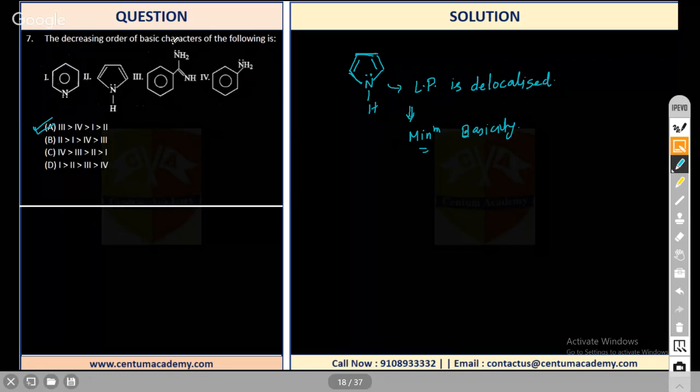Third one is maximum. See why this third one is maximum: because both these nitrogens can donate lone pair of electron. Yeah, that's what I'm discussing. Both these nitrogen atoms can donate lone pair of electron. If you compare, this lone pair is involved in resonance with this ring, right? And here also it is involved in resonance. But whenever you draw the resonating structure here, one nitrogen atom will always have the lone pair on it. That's why this is slightly more basic than this. Understood?